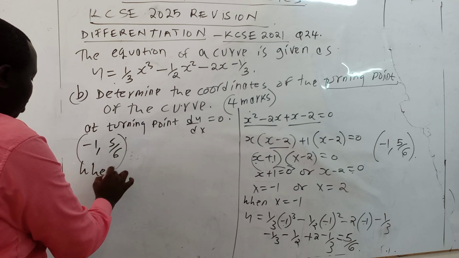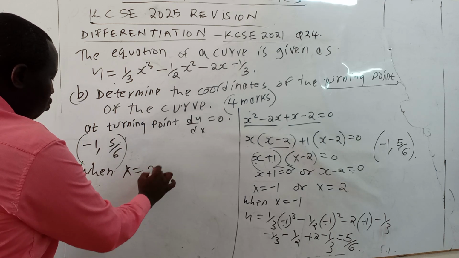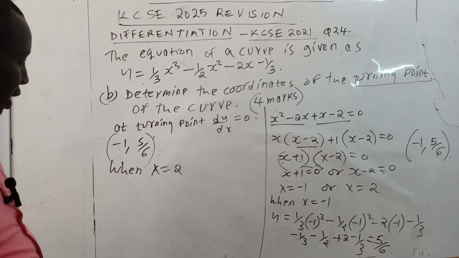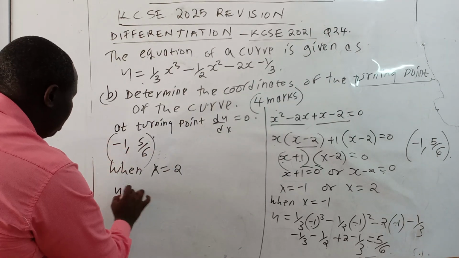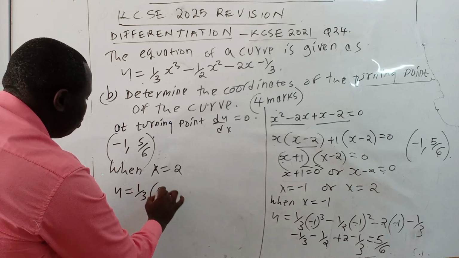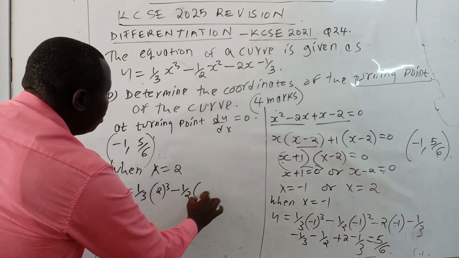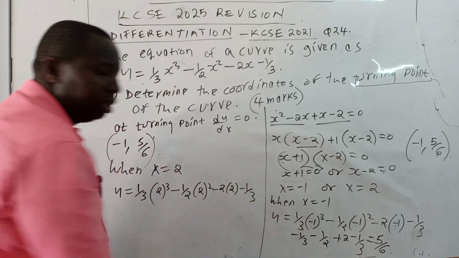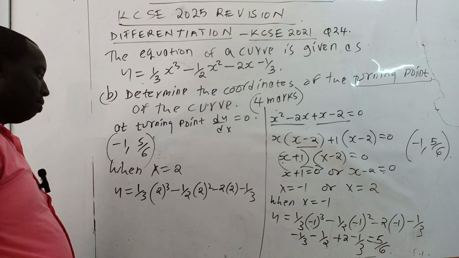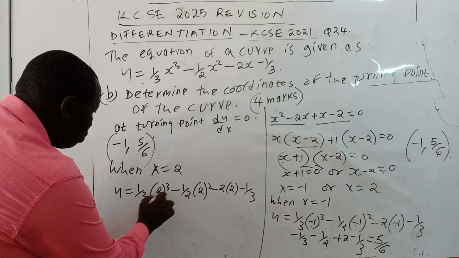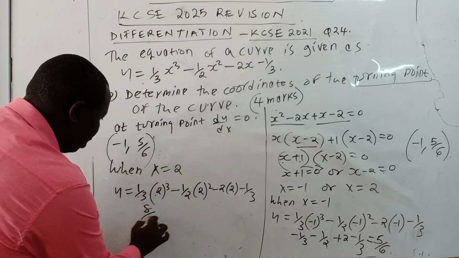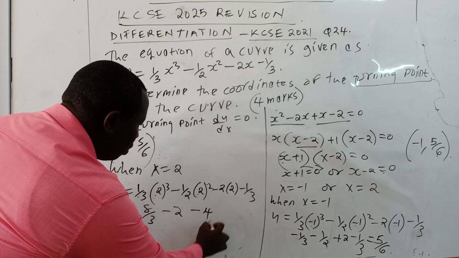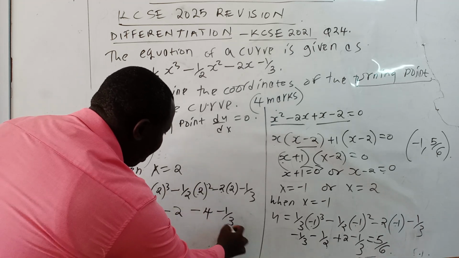Then you say when x is 2. What do you do when x is 2? Again, you substitute in the same equation, y is equal to a third x cubed, 2 cubed, minus a half, 2 squared, minus 2 into bracket 2, minus a third. So this is a third. 2 cubed is 8 times a third, that is 8 over 3. 2 squared is 4 times a half, that is 2. Minus 4, 2 times 2, minus a third.